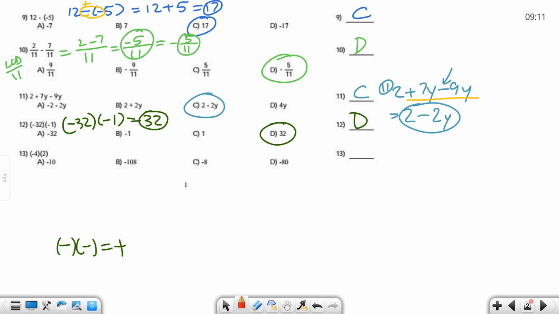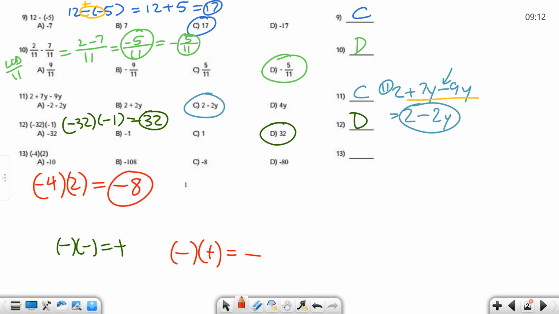And the last one on page 1, number 13, negative 4 times 2. What is a negative times a positive? It's negative, right? This is negative 4 times a positive 2. So a positive times a negative is negative. What is 4 times 2? 8. So that is C.